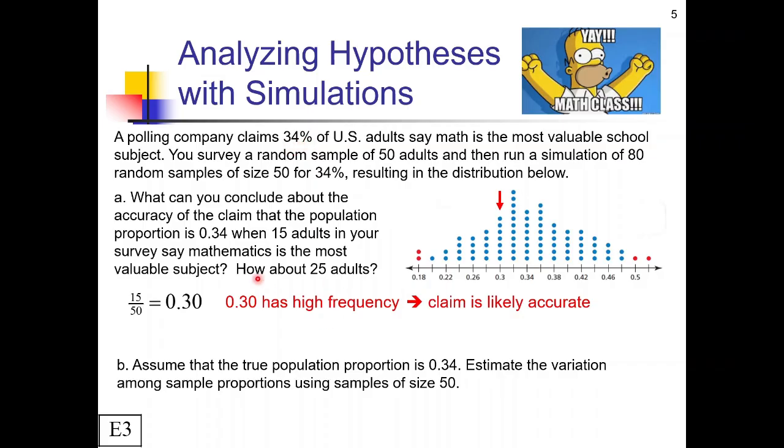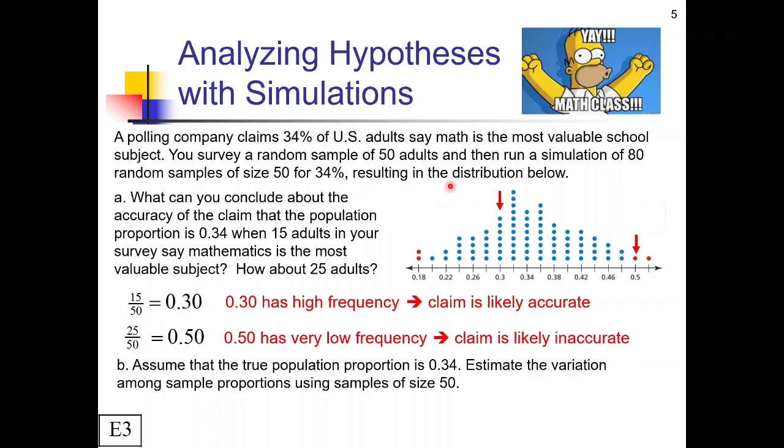Now, looking at our other sample that we ran with 25 adults, 25 over 50 is 0.5. Looking at 0.5 in our table here, that's right here, that has a pretty low frequency, and it's also surrounded by low frequencies as well. So given this very low frequency, the claim is likely inaccurate that 34% of the true population actually believes this way, if you're getting 50% when you randomly asked people.